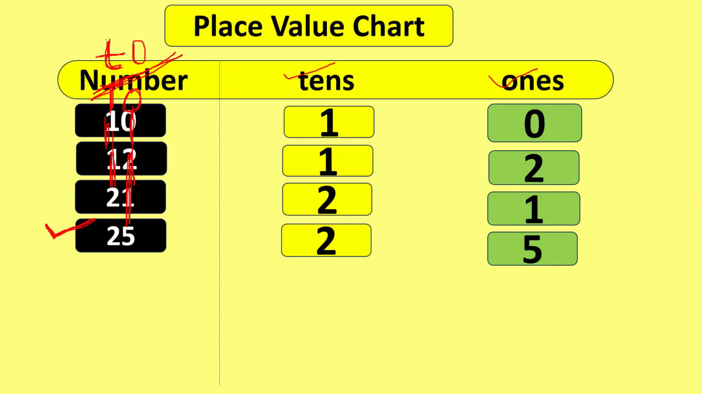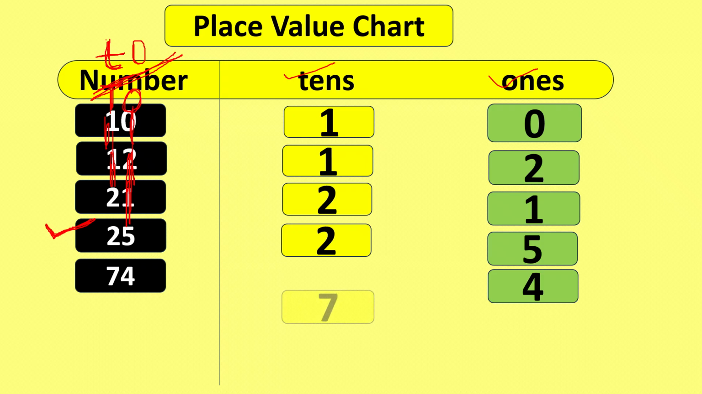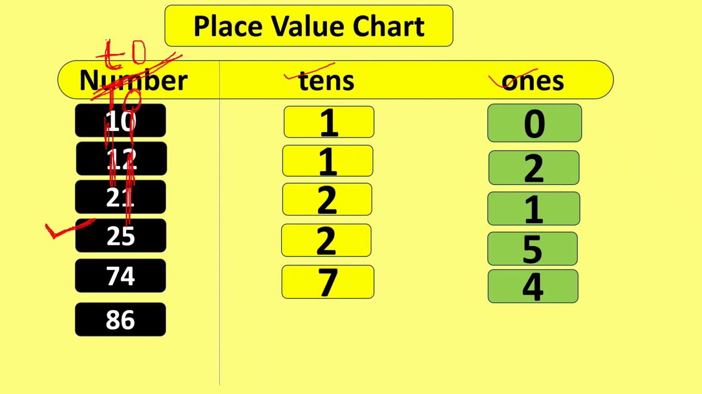Tell me about the next question: what is the place of the digit in the tens and the ones. Look here, it's 74. In 74, which is the tens and which is the ones? Very good. So here 4 is in the ones place and 7 is in the tens place. 86: 6 is in the ones place and 8 is in the tens place.